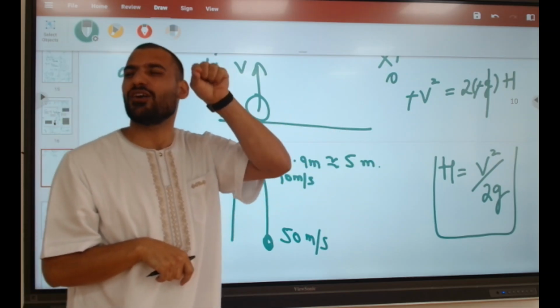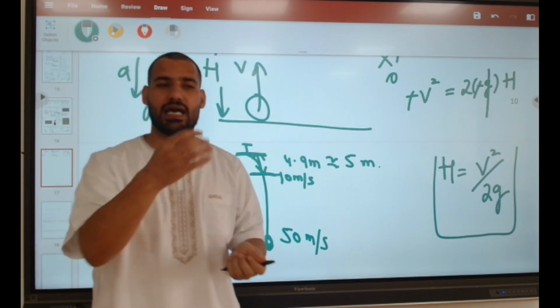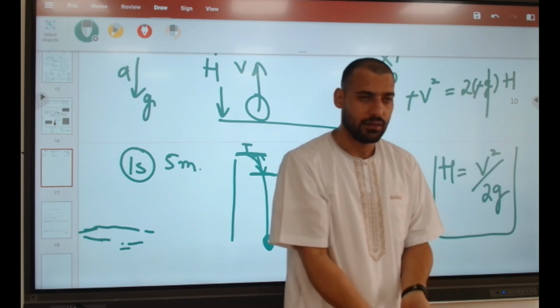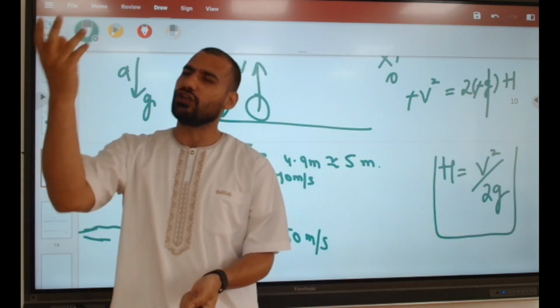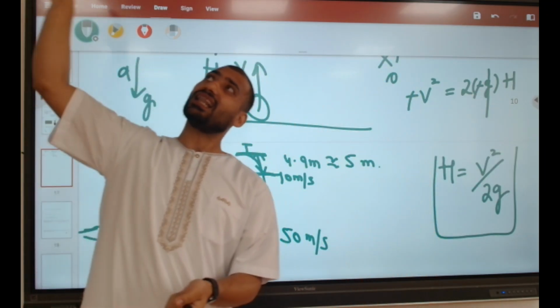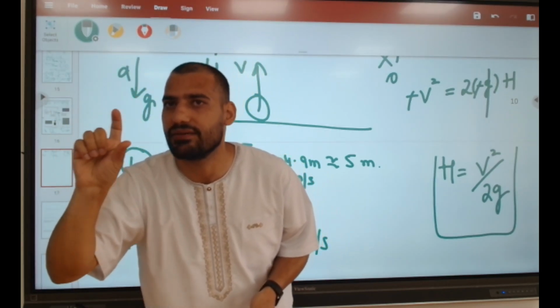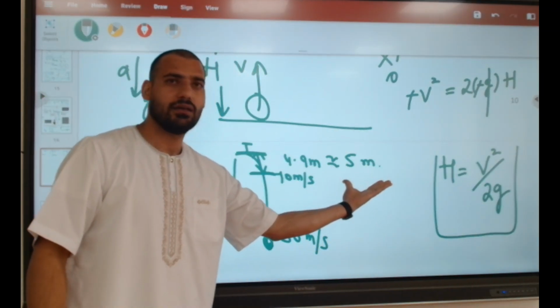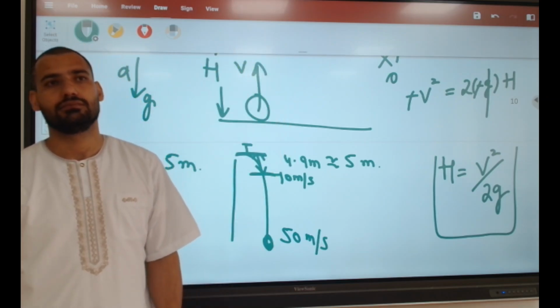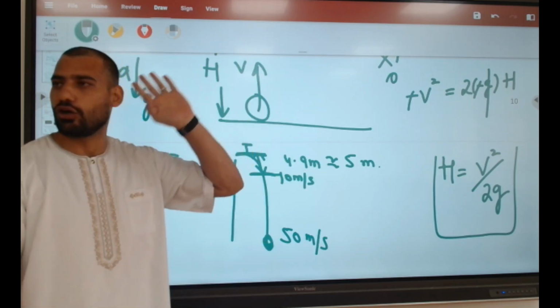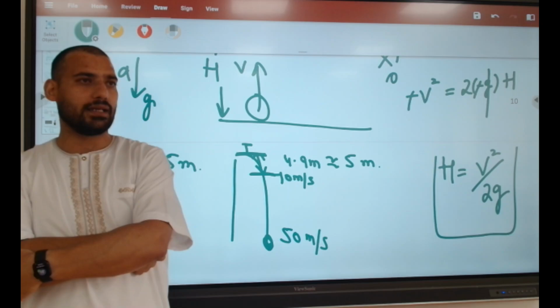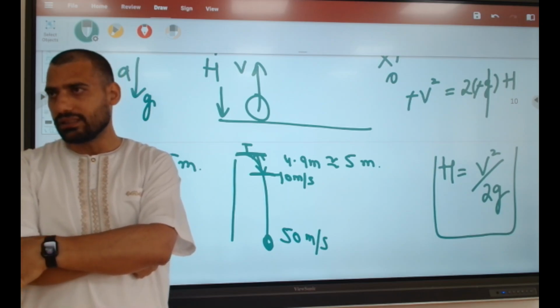So in the last second of motion, every body, for example, there is one body, 10, 20, 30, 40, 50, in the last second before they reach the top, the distance they will cover will always be 5 meters. Is it clear? You don't need to solve this question as well. Clear? Any doubt in this?